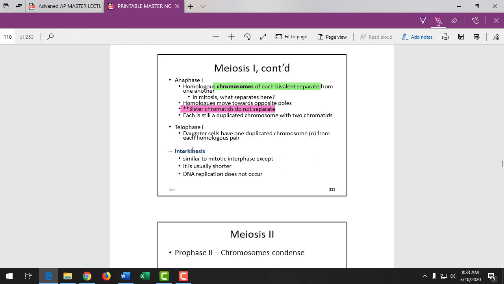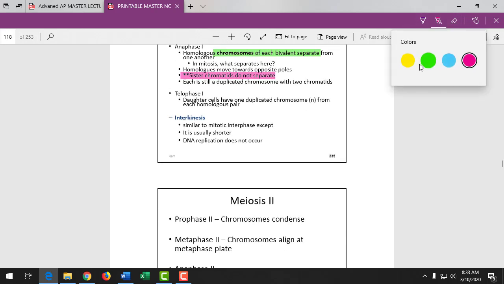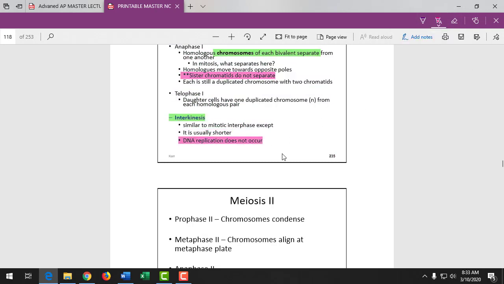And then we have this short period between Meiosis 1 and Meiosis 2, and that is called interkinesis. A key thing that happens there, I'm going to highlight it in pink, is DNA replication does not occur, because we already have the sister chromatids, right? We already have chromosomes that look like this with the centromere. We already formed that before prophase 1 started. All we did was separate those homologous chromosomes in Meiosis 1. Now we're going to separate the sister chromatids.